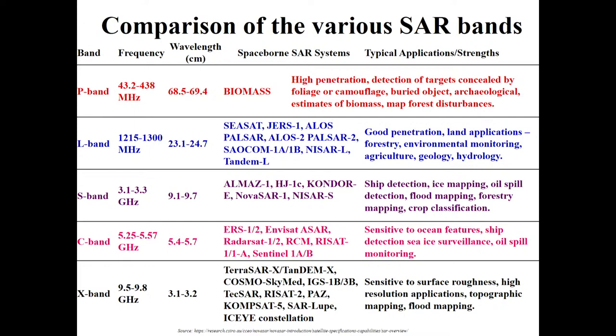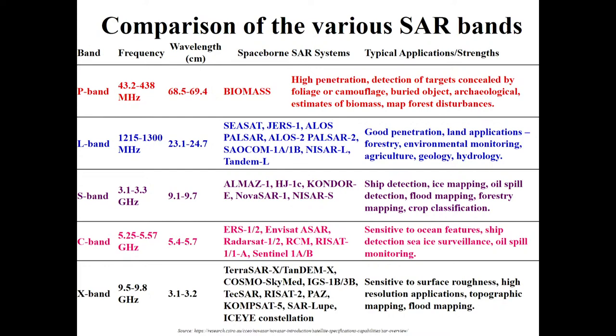So here also you are going to see nowadays a good number of satellites are there. NISAR is the future mission which will be launched by NASA and ISRO. So NISAR will be the first mission for Earth observation which is going to provide the data set in dual frequency range, L and S band. So S band will be very much useful in ship detection, ice mapping, oil spill detection, flood mapping, forestry mapping, and crop classification.